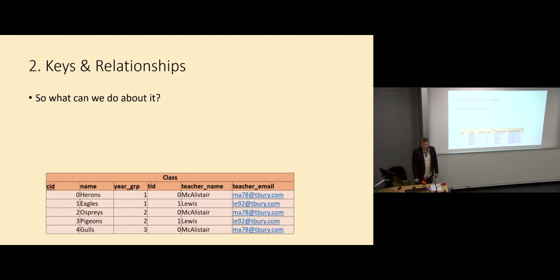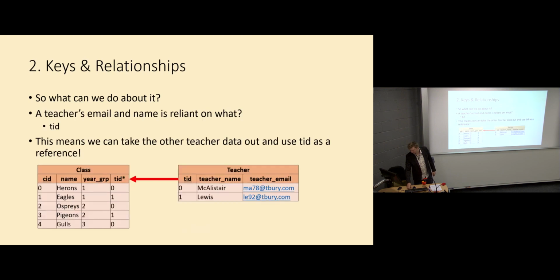So what can we do about it? Anyone have a guess as to what we can do about it? Yeah? Have 2 separate tables. Have 2 separate tables, good. There we go. So the teacher's email and name are actually reliant on the teacher ID, as I said. So what you can do is you can strip that out into another table, and reduce the amount of repeated information to 0. Well, you are repeating information, the TID, but you need that in order to reference the teacher table.